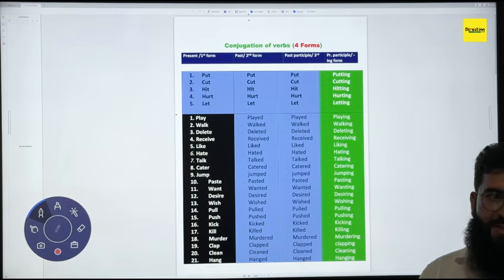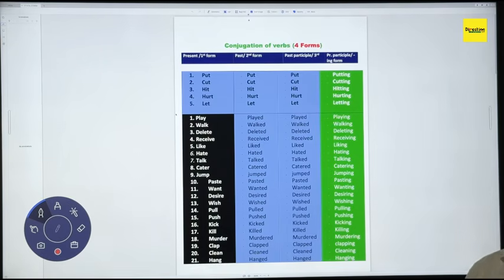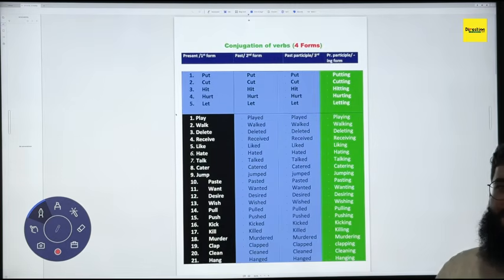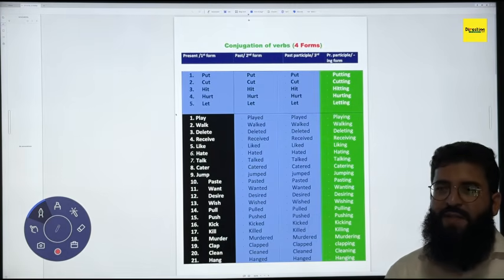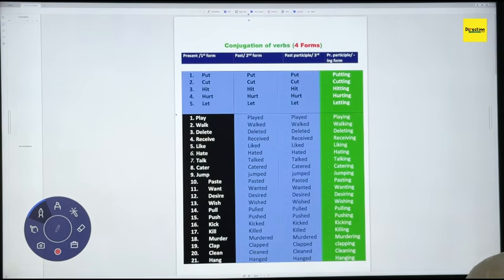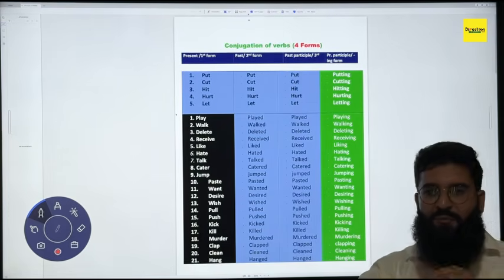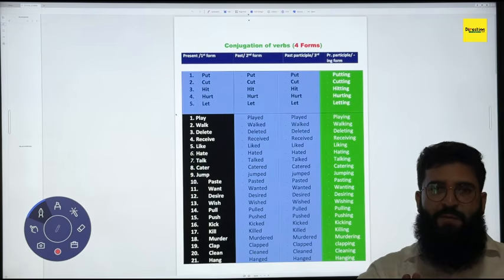Hope everyone is fabulous. We will start the best topic today, that is tenses. And here we go. Before starting tenses, we should know that every verb has 4 forms. I make it simple. We call them first form, second form, third form, and fourth form.